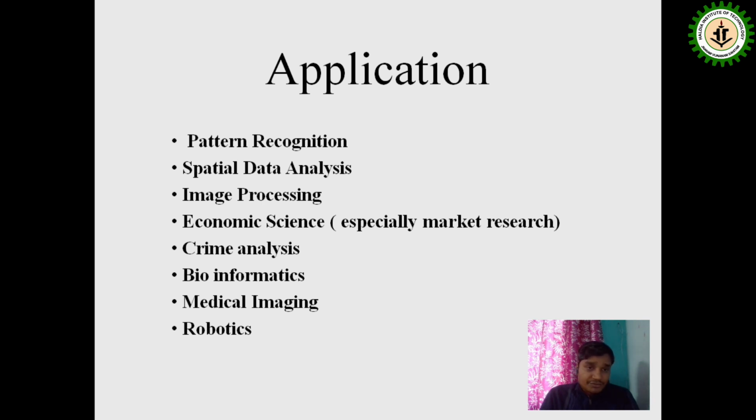Next is bioinformatics. In bioinformatics, there are gene expression analysis, protein structure prediction, and disease mapping. Next is medical imaging. Nowadays medical imaging uses clustering in various ways. Examples are tumor detection, organ segmentation, and disease progression.